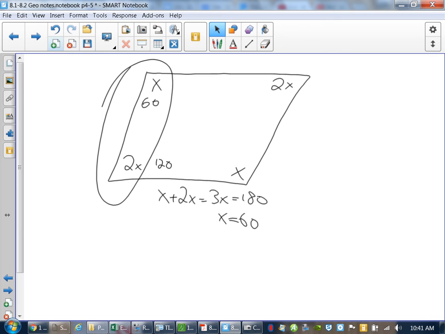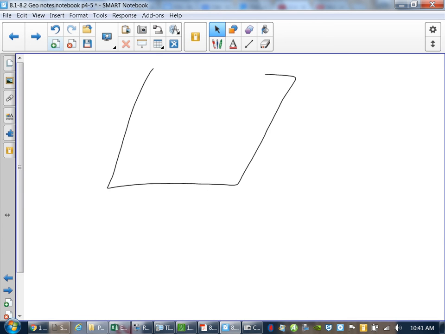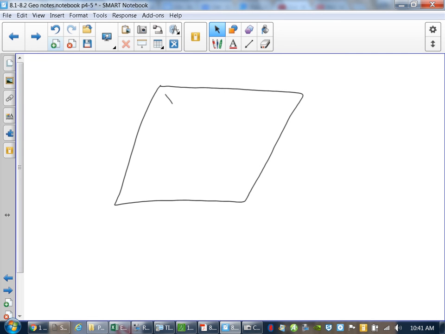Look at the next one. One angle of a parallelogram is 30 degrees more than the other. Think of it this way. Again, we've got the parallelogram. If you pick one angle, what does it mean in math when it says "is"? Equals. So if one angle is 30 degrees more than the other, and one of them is x, what's the other one? There you go.